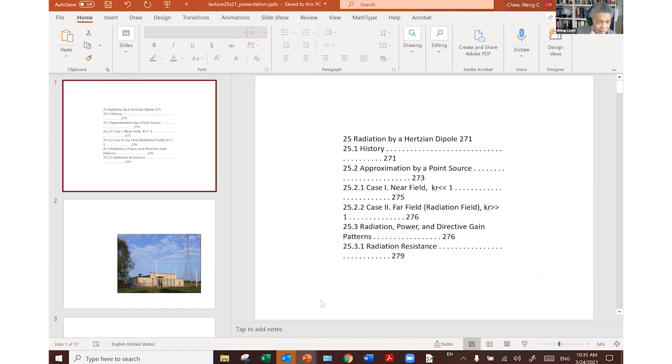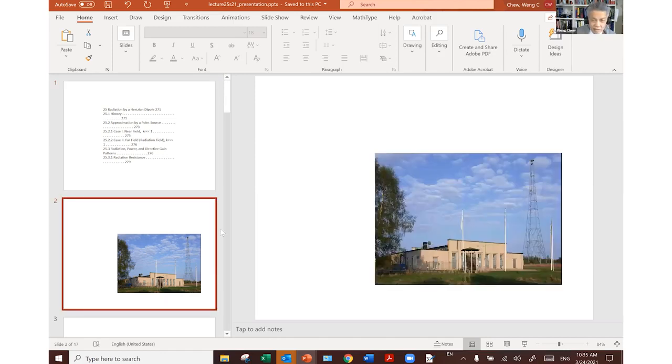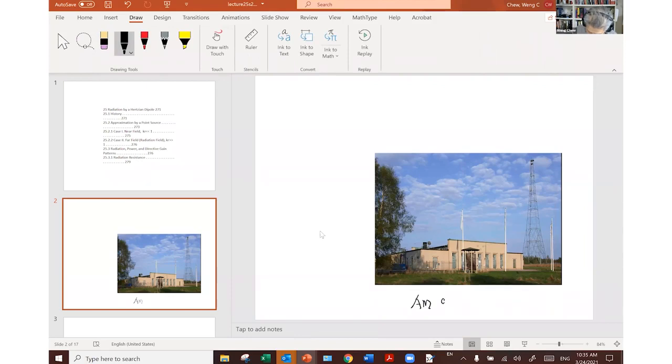Okay. So here is an antenna tower. This antenna tower is coming from this station AM 920. And the frequency of this is 920 kilohertz. Okay. And the wavelength, I believe, is around 300 meters at this frequency.